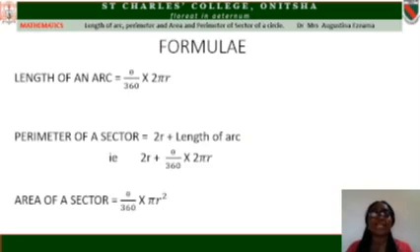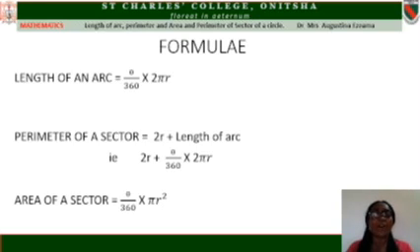Let us look at the formula for finding length of an arc, perimeter of a sector, and the area of a sector. You know, the plural of formula is formulae. We don't say formulas, but we say formulae, because there are three here that are in plural form.